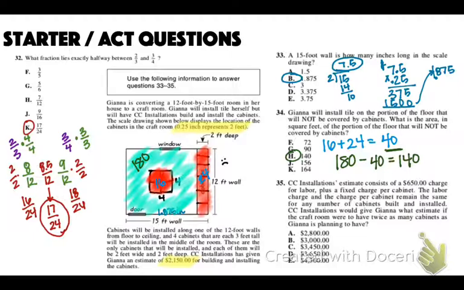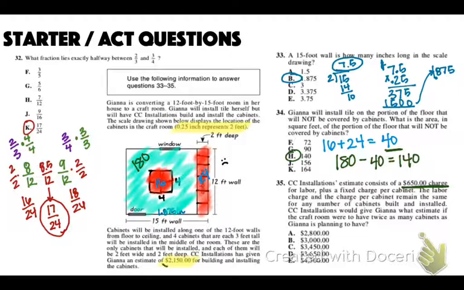Okay, CC Installation estimate costs $650 for labor. So this is a base charge. You're going to pay that no matter how many cabinets you install, plus a fixed charge per cabinet. The labor charge and the charge per cabinet remain the same for any number of cabinets built and installed. What estimate would CC Installations give Gianna if the craft room were to have twice as many cabinets as she's planning to have?